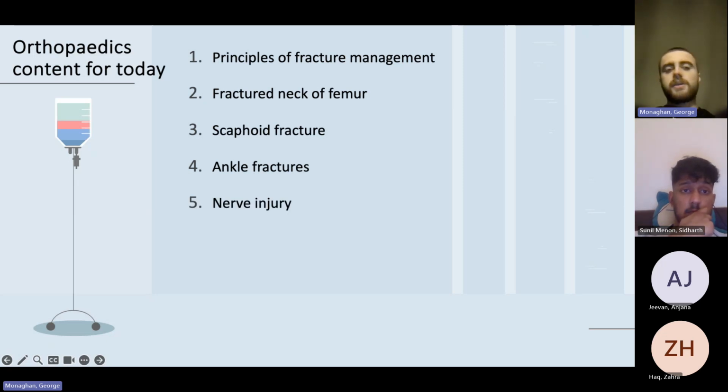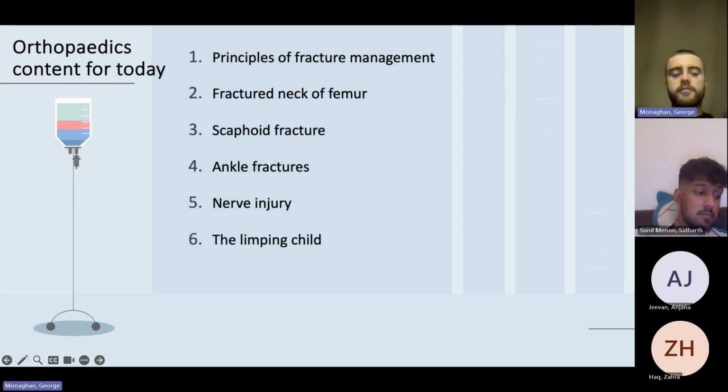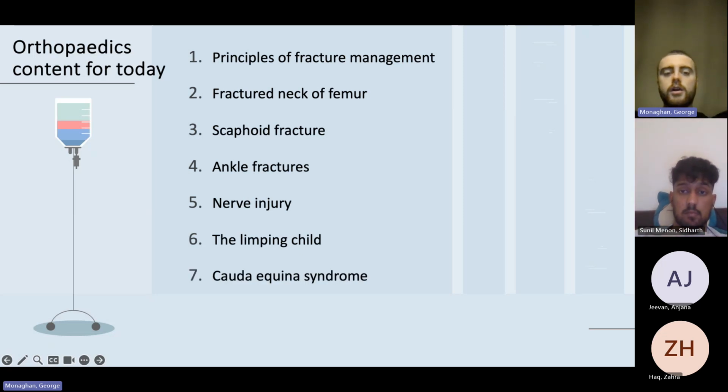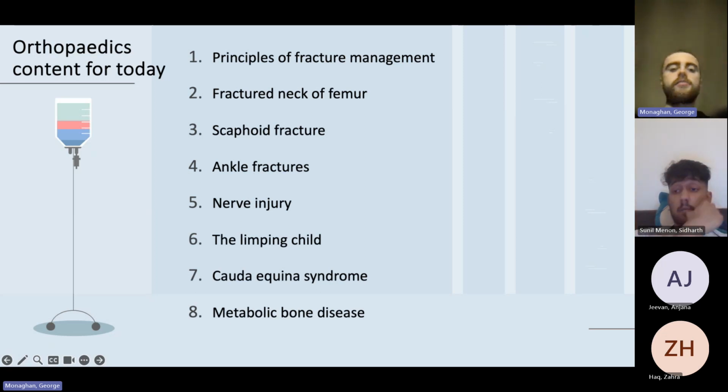And then with fractures, obviously we can damage nerves. We talk about some of the nerves we can get damaged in different fractures, and the limping child. So obviously we do peds in year 5, but you are expected to know some common presentations in adolescents and older children as well. Cauda equina, and metabolic bone disease as well as the orthopedic stuff. And then we've got another one of these slides later on with what we're going to do in the rheum slides. So let's get started.